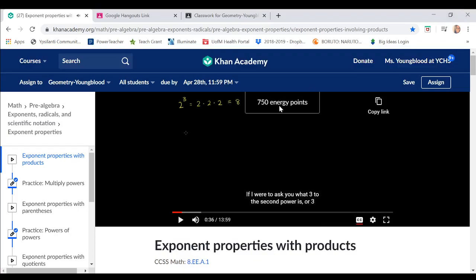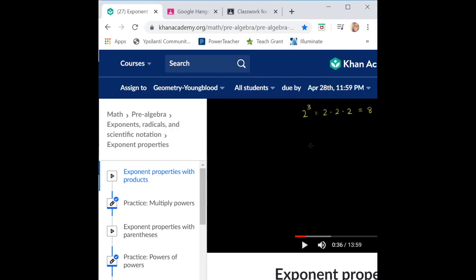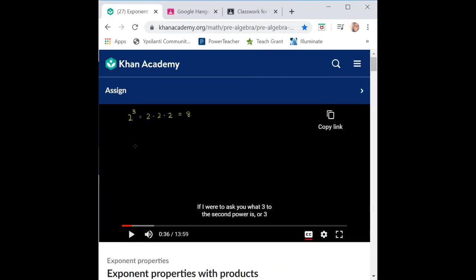Okay, so as you can see, Khan was just showing us that when we have something raised to an exponent, that means you're writing this number this amount of times. So we're not doing 2 times 3, we're doing 2 times itself 3 times. So just like he said. I'm going to pause my recording to see if any of my students have questions about what he just went over in that video.